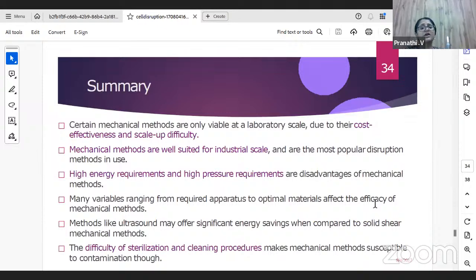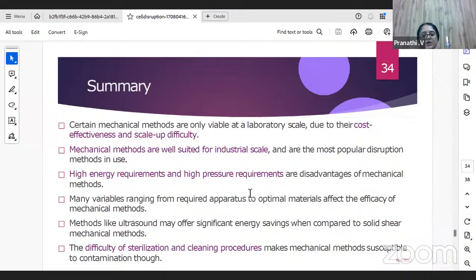So finally, what are you going to see? You have these mechanical methods available at the lab, but because of the cost effectiveness and scale, you can't upscale it. So mechanical methods for industrial purposes. And what are the disadvantages when you're doing the mechanical methods? You need high energy and high pressure requirements. So again, you have different variables that are playing an important role in the efficacy of the mechanical methods.